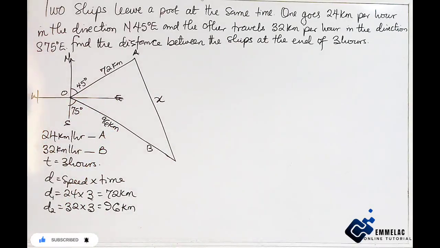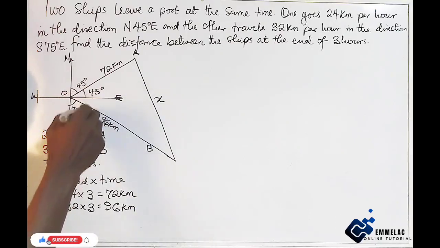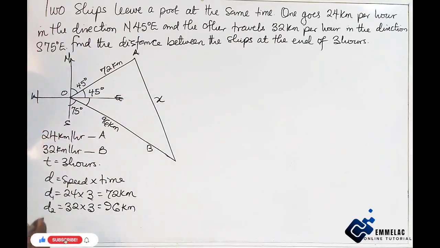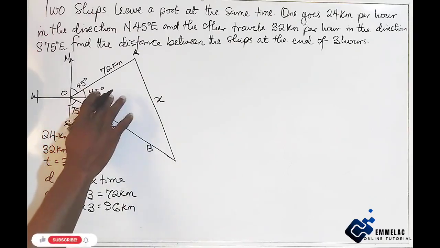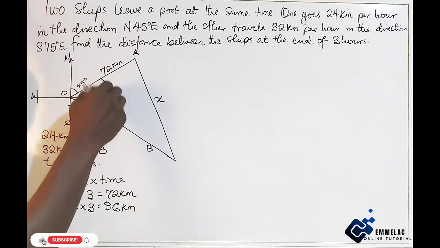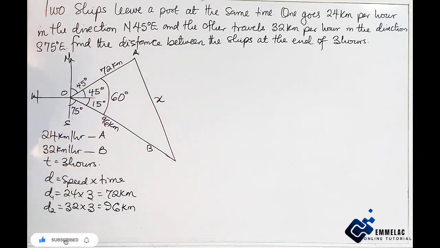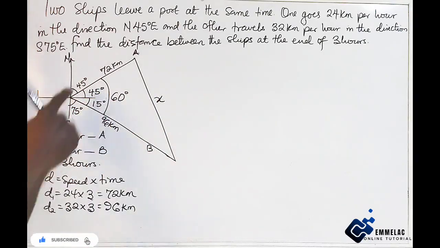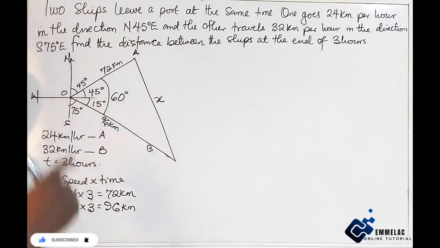To start solving this, let us locate this angle here. Take note that this is 45, and since this is 90, there should be 15 degrees here. So the total angle here will be 45 plus 15, which is 60 degrees. Now we have two sides known and one angle also known.